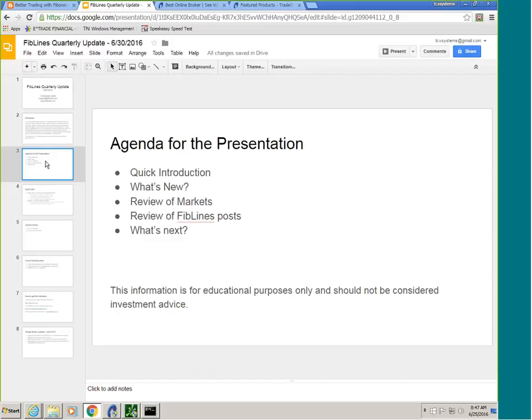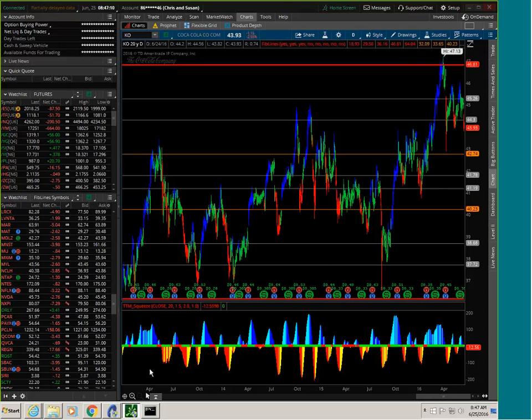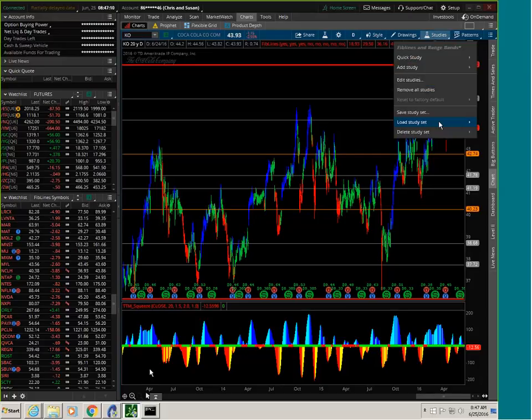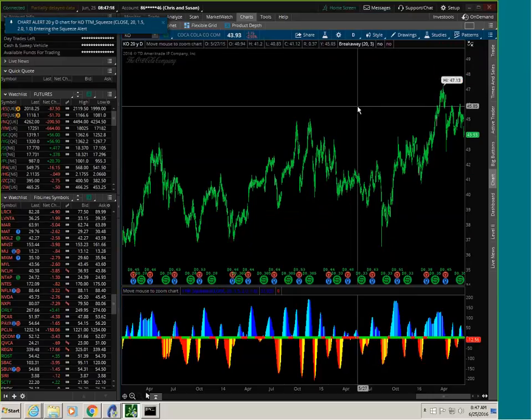So basically I have two indicators I'm offering. One is called range bands. It's a universal trend following indicator. The other one is called FibLines. It's a support and resistance indicator. And real quickly on the range bands, go over here to a chart, and we just load the basic thinkorswim chart. You'll see something like QQQ.